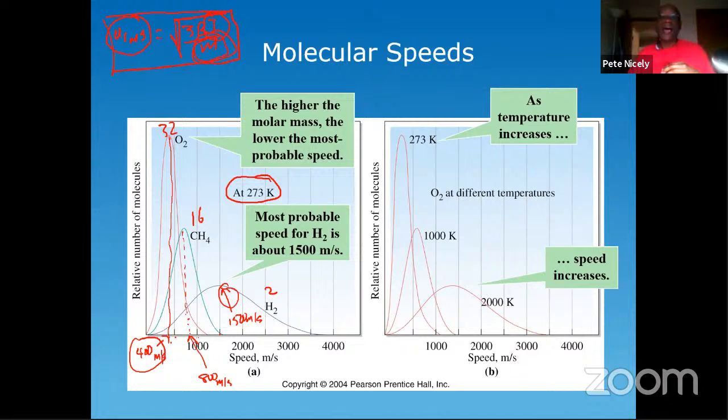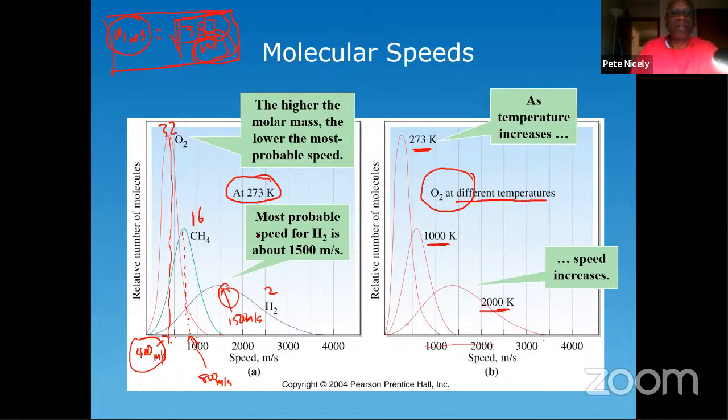Now, let's look at the graph on the right. It's the same plot, number of molecules versus the speeds, but the only difference is it's one gas, not different gases, and that gas is oxygen at different temperatures, all right? So this is at 273, and then when you raise the temperature to 1,000, the curve becomes this, and when you raise it to 2,000, the curve becomes this, right?